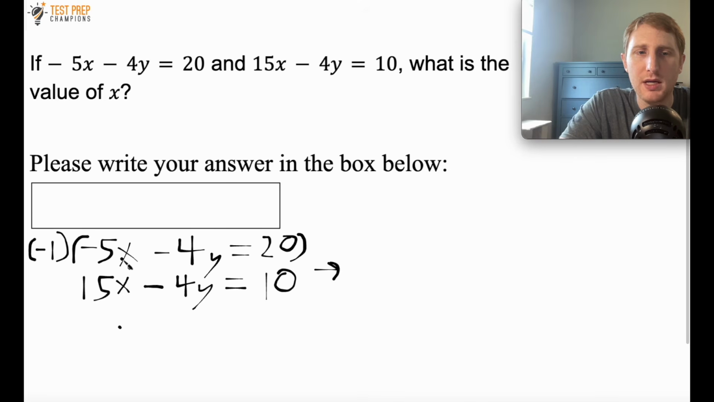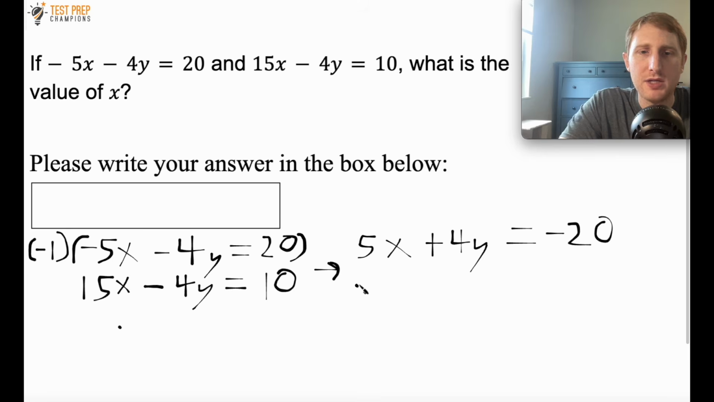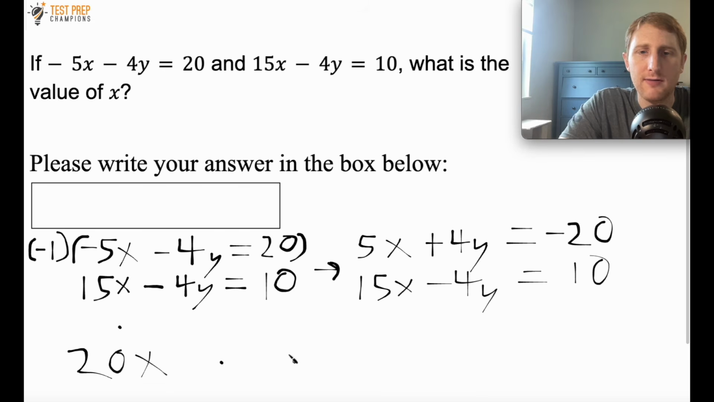So negative 1 times negative 5x becomes positive 5x. Negative 1 times negative 4y becomes positive 4y. And 20 times negative 1 is negative 20. And then the equation down here, I'm just going to rewrite that down below, and I'm not going to make any changes to it. Okay, so now I want to add these two equations. So 5x plus 15x is 20x. 4y minus 4y cancels out. And then I have negative 20 plus 10, which gives me negative 10.